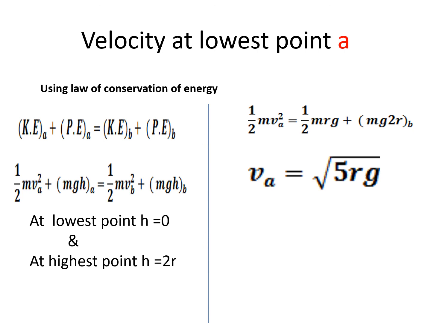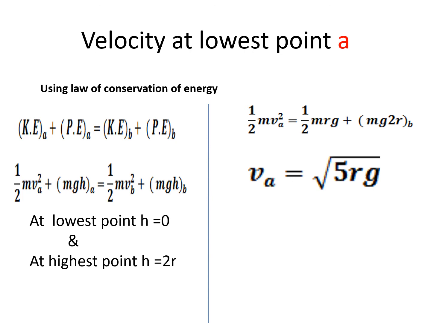At the lowest point A, we can obtain the velocity by using the law of conservation of energy, which says that the kinetic energy at point A plus potential energy at point A must be equal to kinetic energy at point B plus potential energy at point B. So I can write down 1 by 2 mv_A square plus mgh at point A is equal to 1 by 2 mv_B square plus mgh at point B. So at lowest point, h is equal to 0, and at the highest point, h is equal to 2r.